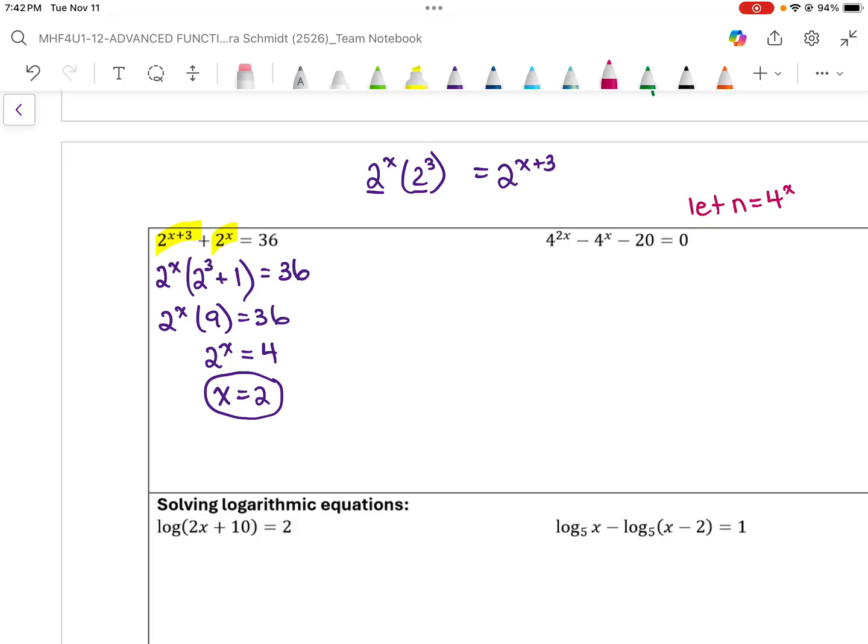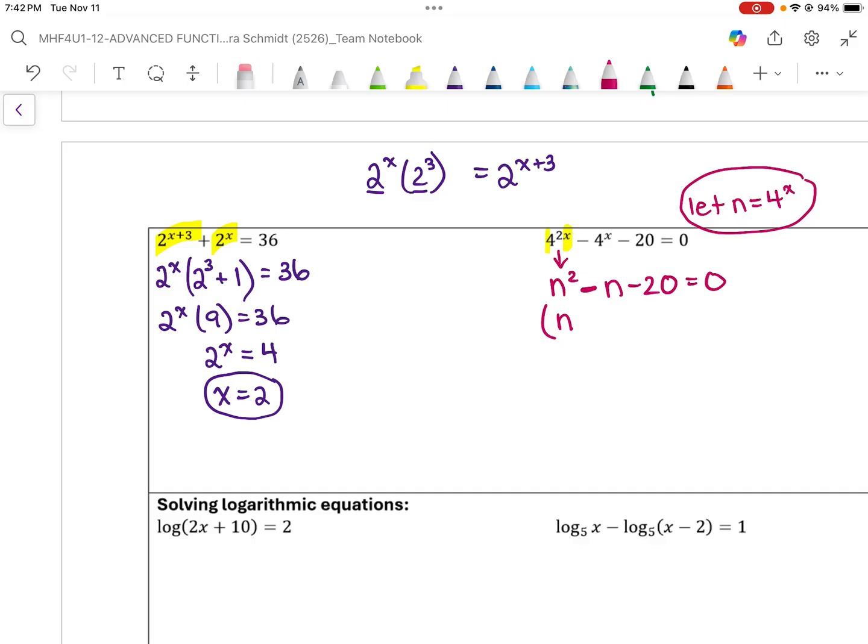Because this actually is a factorable equation, we just can't see it clearly. So if we let n represent 4 to the x, we can rewrite this as n squared, because 4 to the power of x is now n. So we just have n squared, minus 4 to the power of x, so that's just n, minus 20 equals 0. So often you'll have to let variables represent other things just to make it easier to see the solution. So then we can factor this.